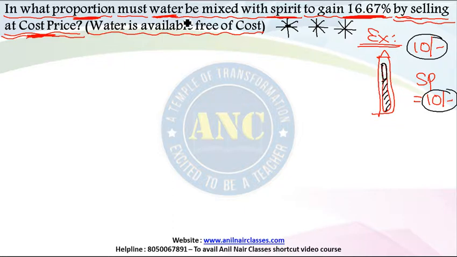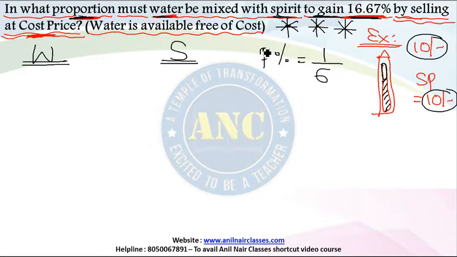In what ratio, if you mix this water and spirit, although you sell it at the same price at which you purchased, even if selling price becomes equal to cost price, will you still have 16.67 percent profit? Gain is nothing but profit. In what proportion you need to mix is the question. Now see here, sir. First parameter is water. Second parameter is spirit. Profit percentage is given as 16.67%, which is nothing but 1/6.